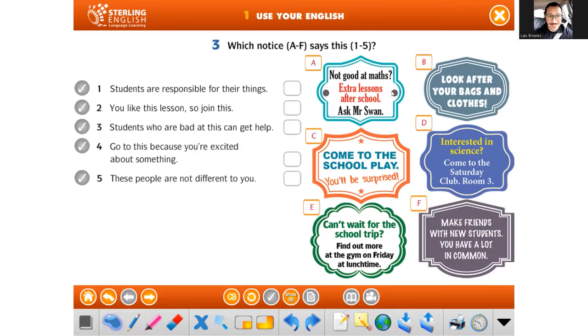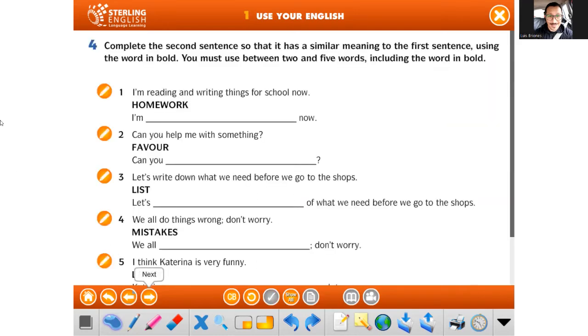Now, if you look to the signs here, like to these notices, you'll get to the conclusion that the letter B fits with the first sentence. Students are responsible for their things. Well, if you read letter B, it says look after your bags and clothes. So the message is the same, right? So you have to do the same with the rest of these notices. Now let's go to number 4.